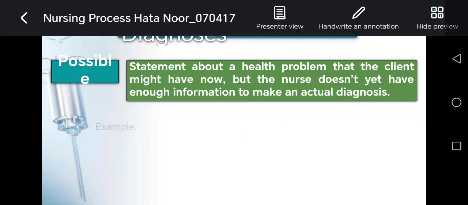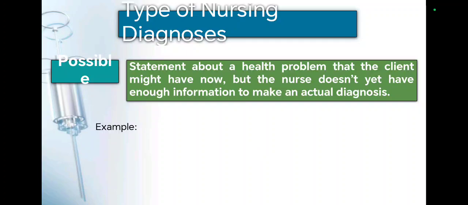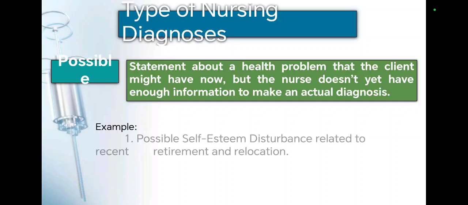Okay, so again, possible diagnoses are statements about a health problem that the client might have now, but you don't have a clear picture or enough information to make an actual diagnosis. So example, possible self-esteem disturbance related to recent retirement and relocation.